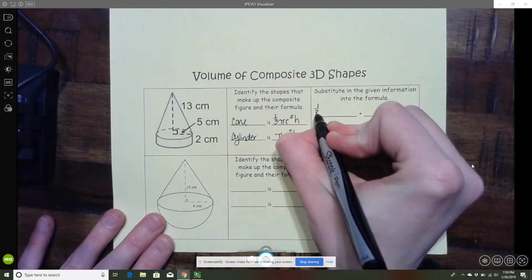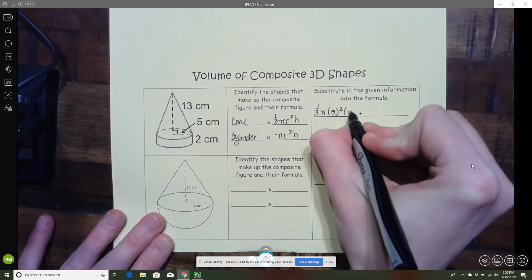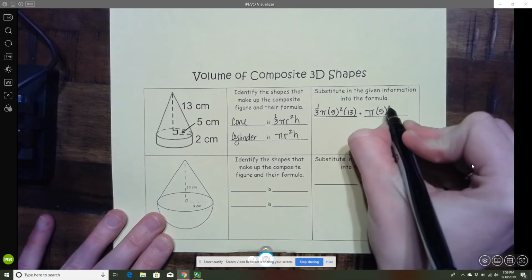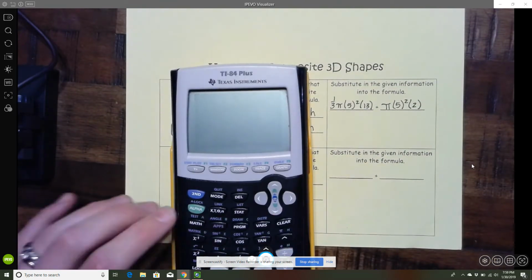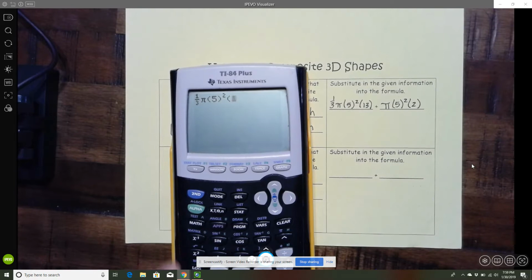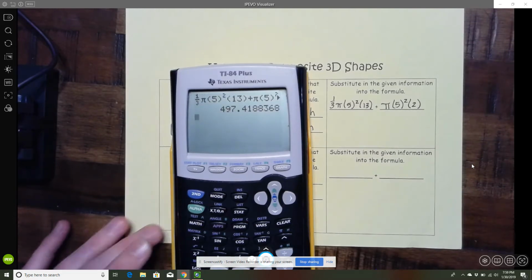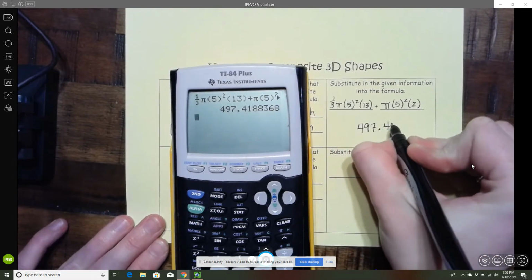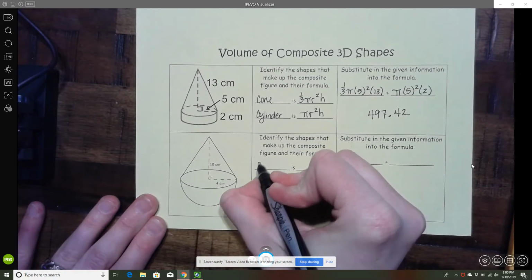So for the cone, we've got 1/3 pi, and then the radius of the cone is 5, and the height is 13. And then for the cylinder, same thing, we've got a radius of 5, and we've got a height of 2. And so when you stick this into your calculator, you can type it just like that, parentheses and everything, and get your answer. So in this one, let's round to the hundredths place. So we would get 497.42.